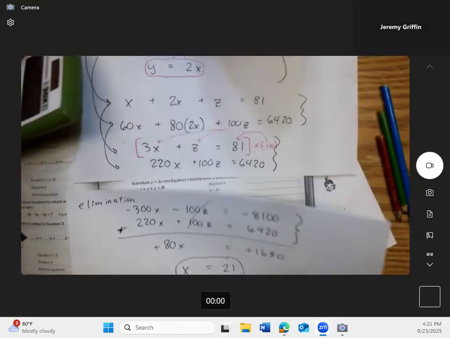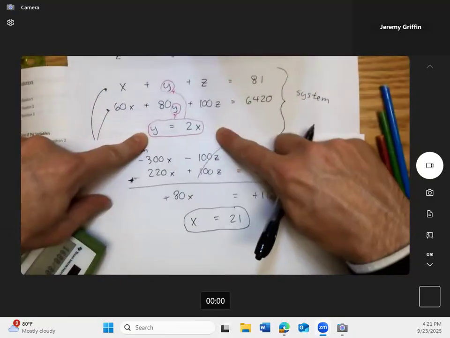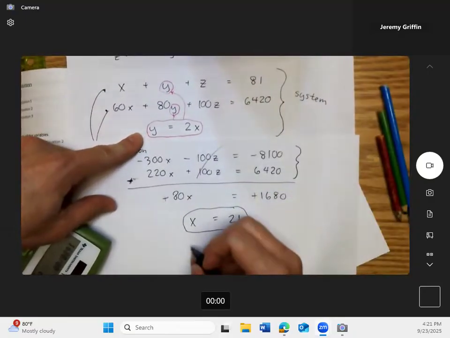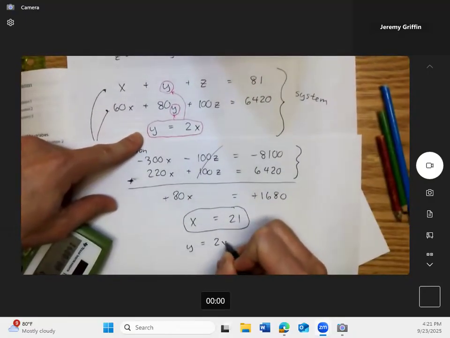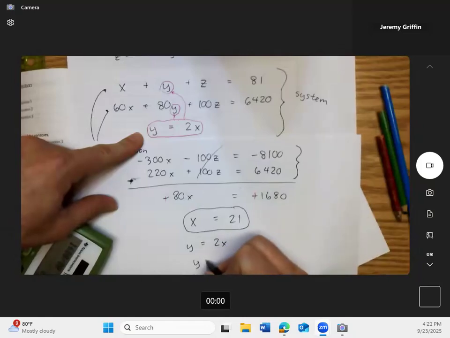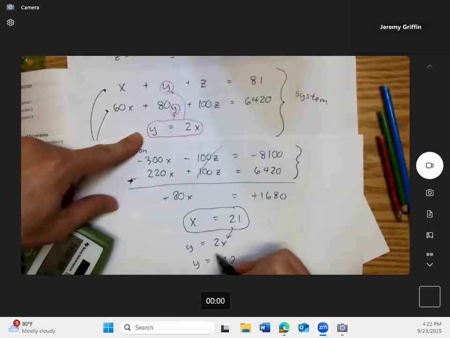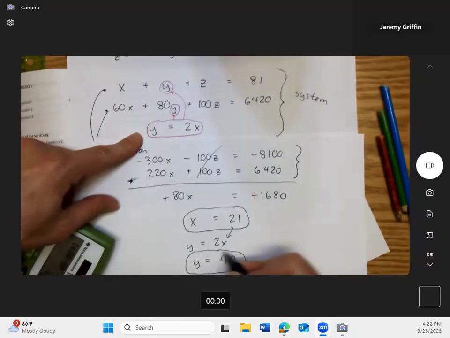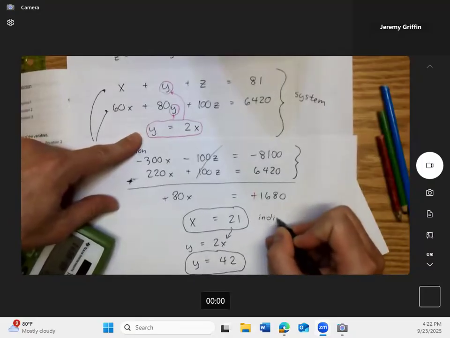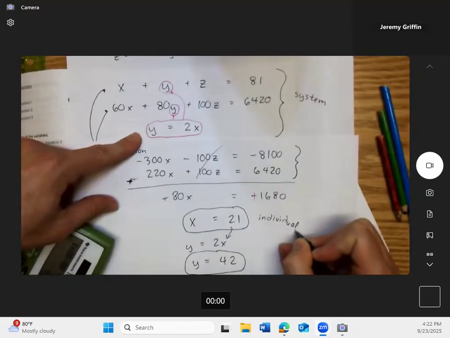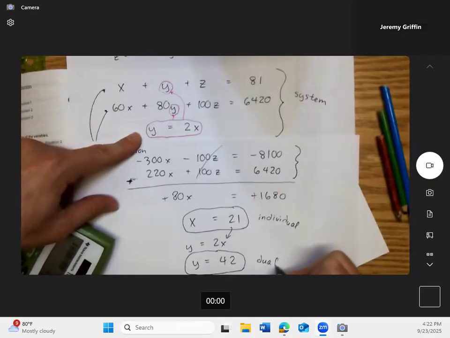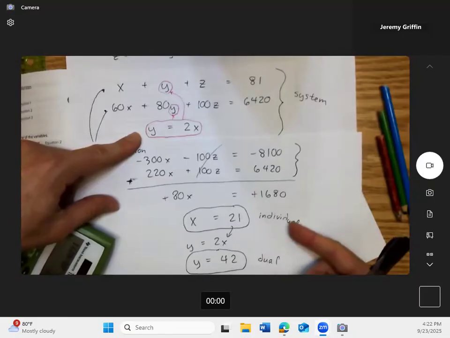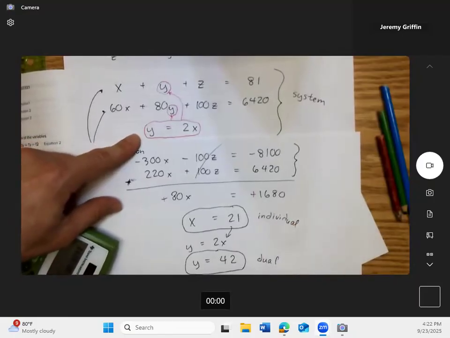Okay. Now, remember back to this condition here, y is equal to 2x. So if y is equal to 2x from before, then let's just sub in 21. That would be 42 memberships. So 42 memberships are dual. So this is individual, this is dual. I'm just reminding you guys that that's the definition of what is x, what is y. Individual membership, dual membership. But what about family memberships?